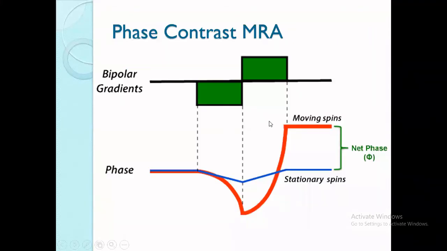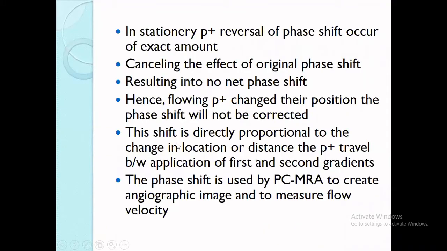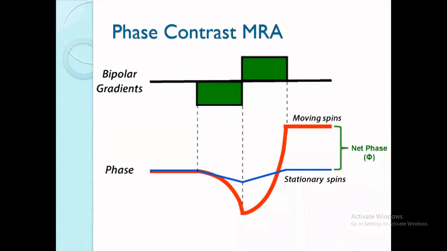So as you can see, it is not corrected. We will be calling it corrected if it follows this path, the one the stationary spin is following. So it's not following that one. Now this phase shift is directly proportional to the change in the location, the distance the proton travels between the application of the first and the second gradient. Now, this particular phenomenon is directly proportional to the frequency, to the velocity actually.